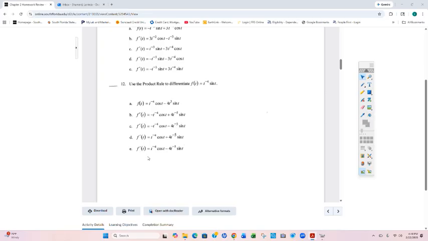E, f prime of t equals t to the negative 4 cosine t minus 4t to the negative 5 sine t. The correct answer on number 12 is E, and that came from section 2.3.